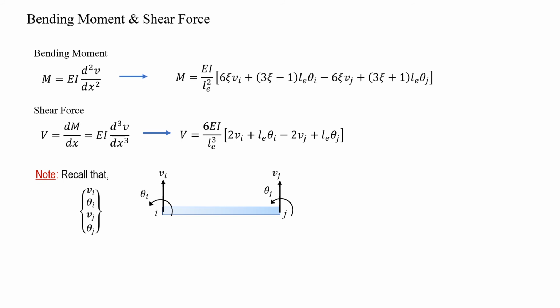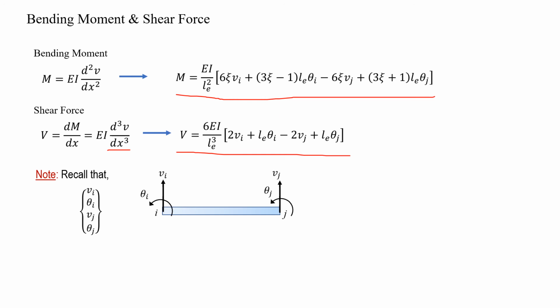The bending moment is derived from the deflection equations. Differentiate twice, and we obtain this equation. For the shear force, when we differentiate the deflection equation three times, we obtain this equation for the shear force. Please recall that in one element we have Vi and theta i, Vj and theta j.